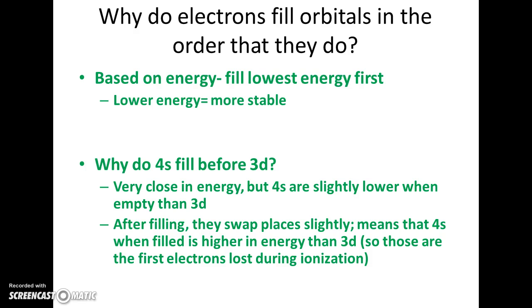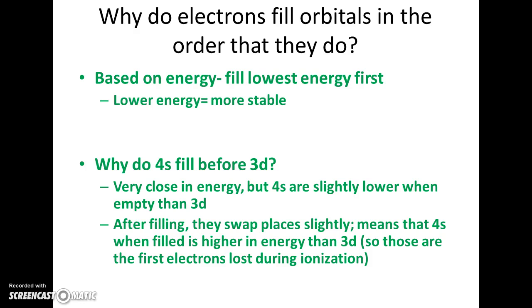Now, electrons fill orbitals based on energy. So they're going to fill the lowest energy orbitals first. So the 1s orbital will always be filled first. That's because lower energy orbitals are more stable. That's sort of a general concept you need to know, is that lower energy is more stable.